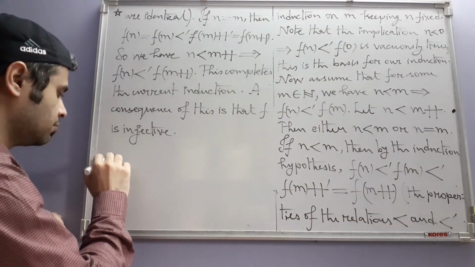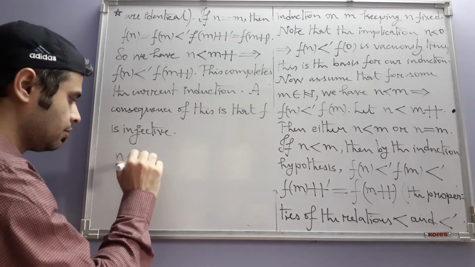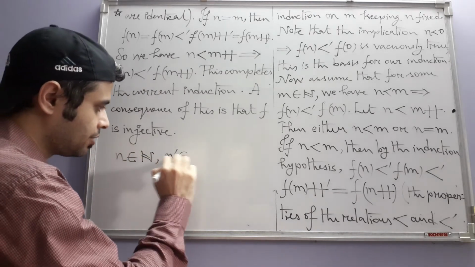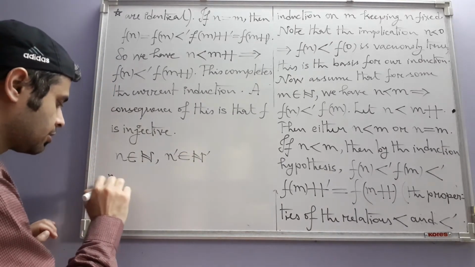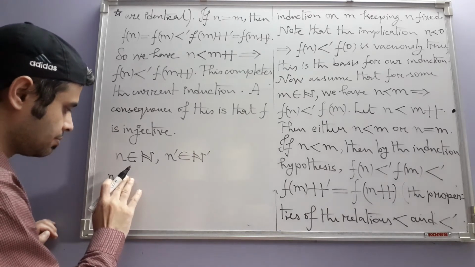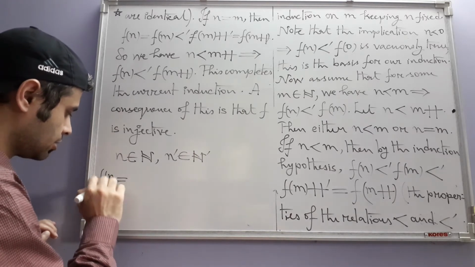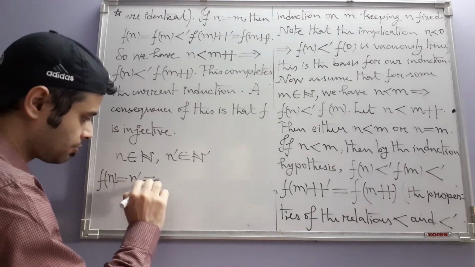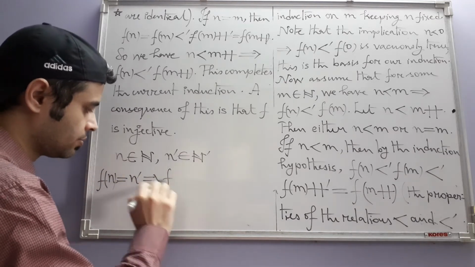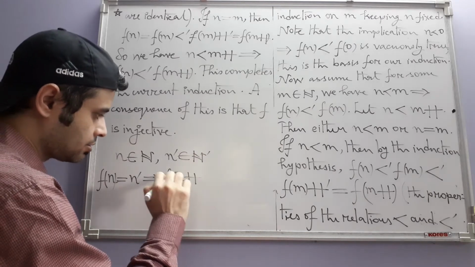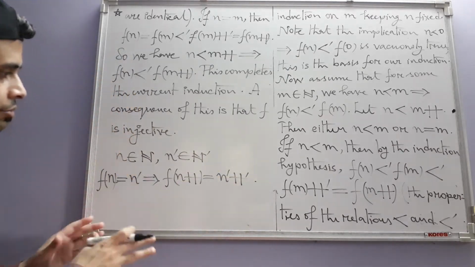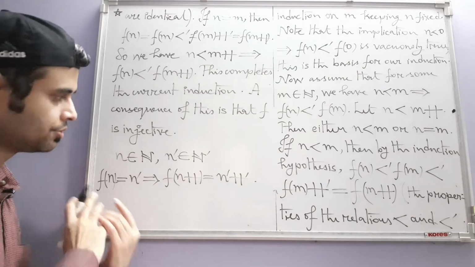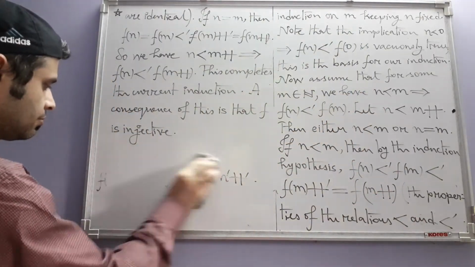What did we have to prove? We had a natural number and an alternative natural number, and we managed to prove towards the beginning of the solution that if f of n is equal to n prime, then that implies f of n plus plus is equal to this. Now we want to show that the converse is also true, and there we will use this result.